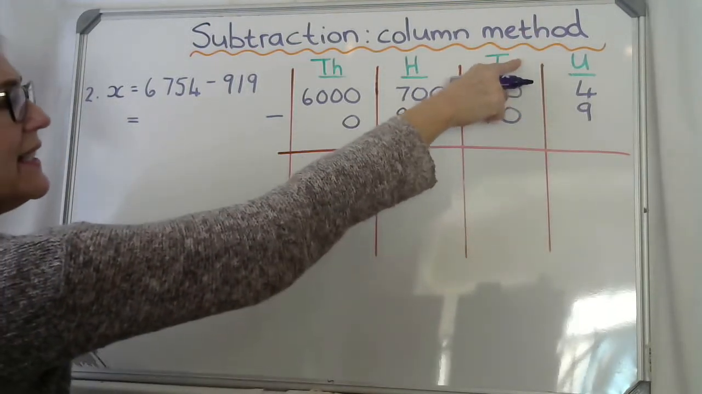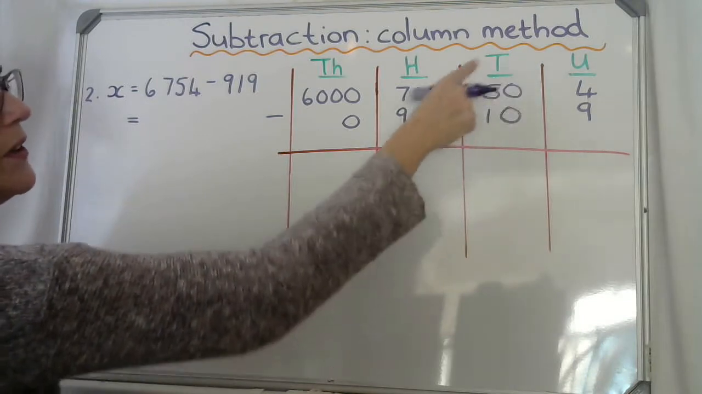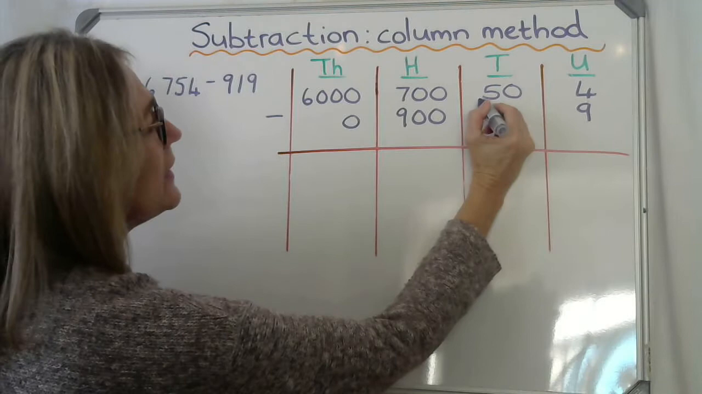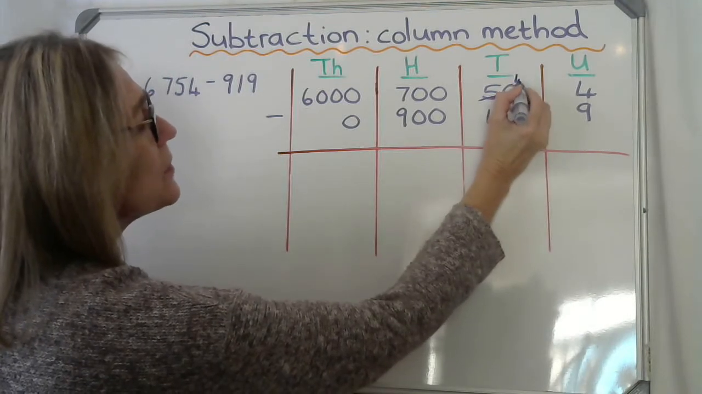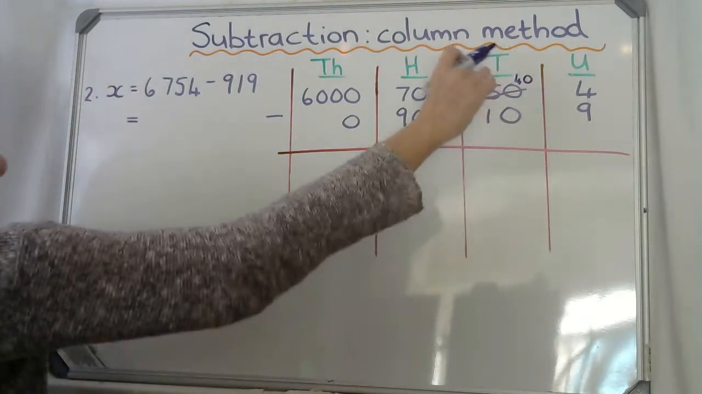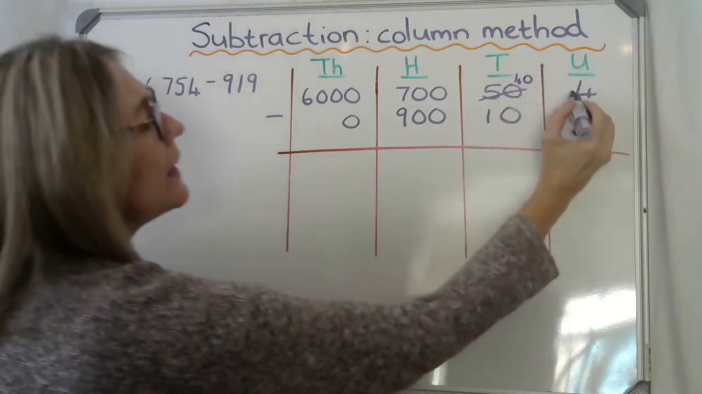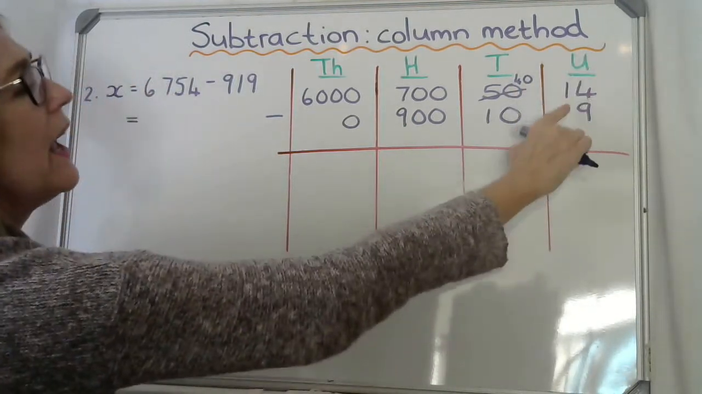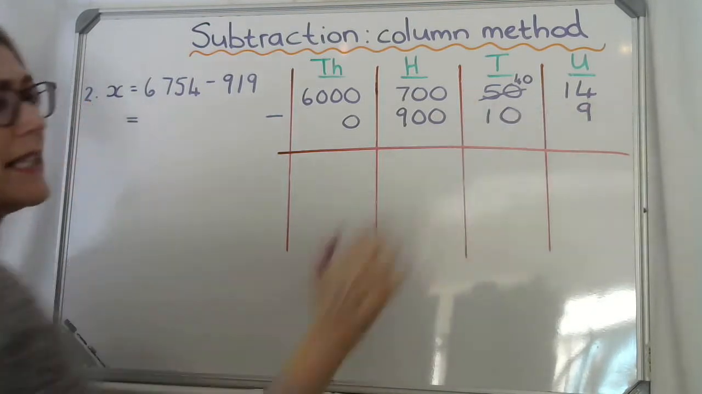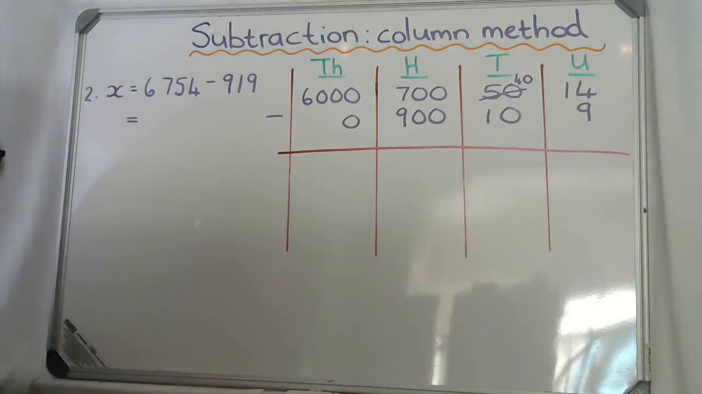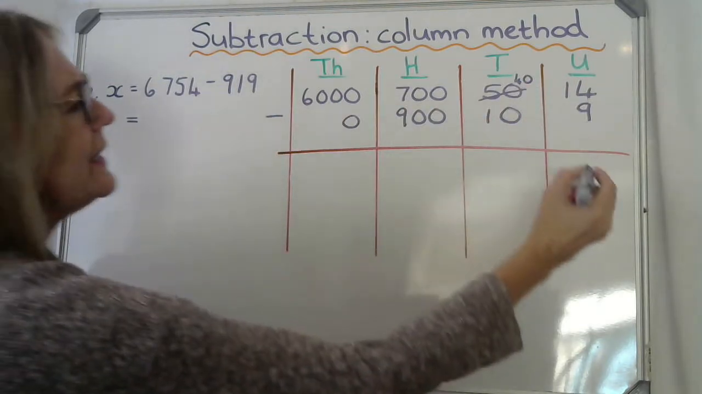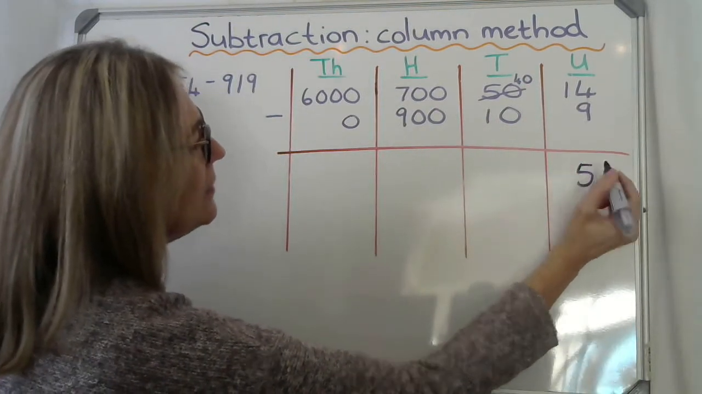And if it's a tens column, we can only borrow a 10, and that's all we need. So we cross out the 50, and it becomes 40 because we're borrowing a 10. Take the 10 across, and we can put it there because that's where the tens go next to the units. And we now have 14 minus 9, which we can easily do. So 14 minus 9 is 5.